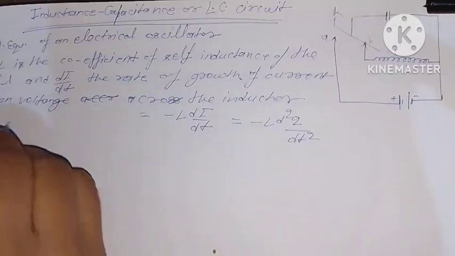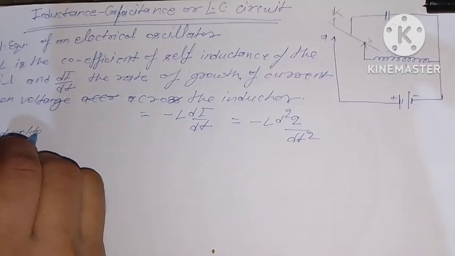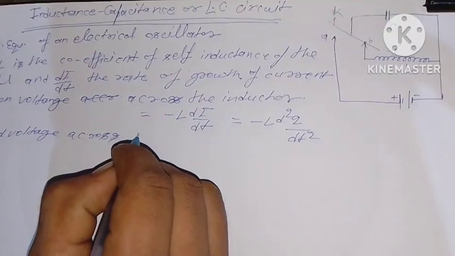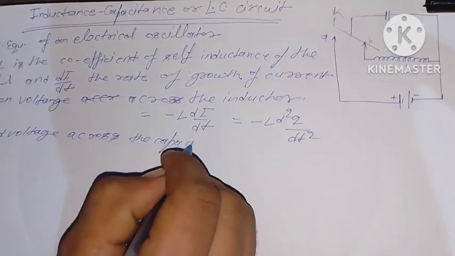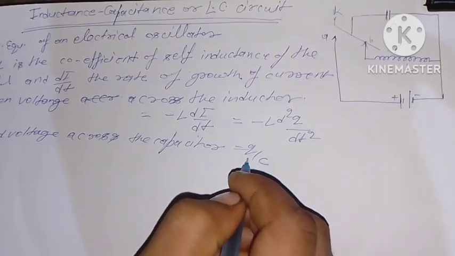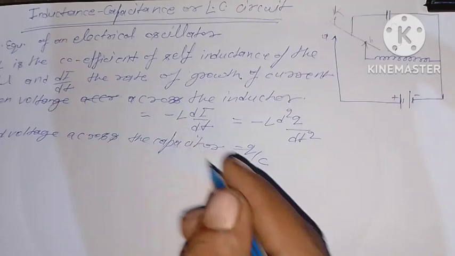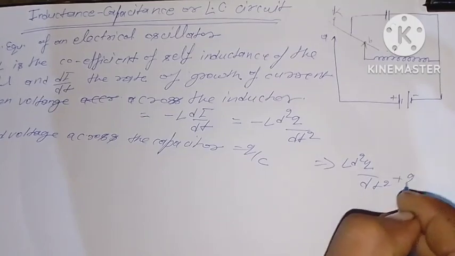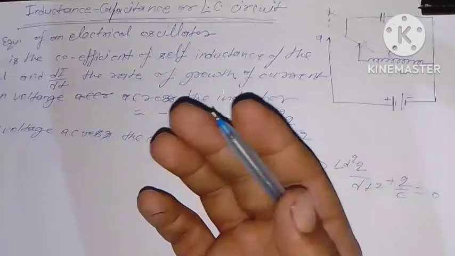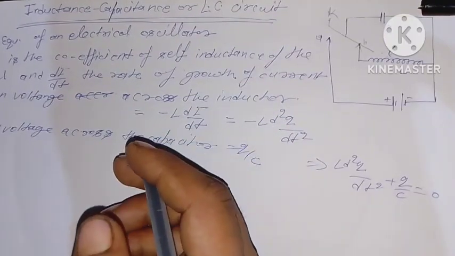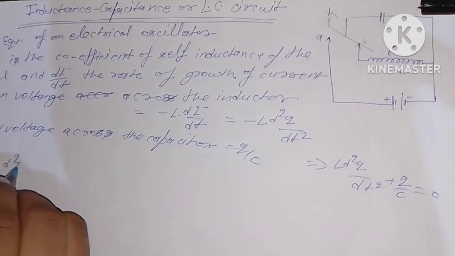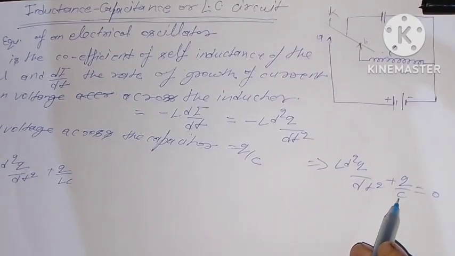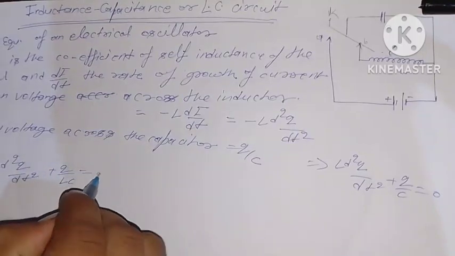And the voltage across the capacitor is Q by C. As there is no source of EMF in the circuit, L d²Q/dt² plus Q/C equals 0. Then d²Q/dt² plus Q/LC equals 0.